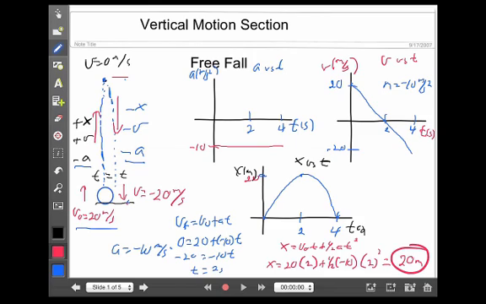So that's what the graphs look like. And now this is the interesting thing. These three graphs, anytime you throw something straight up in the air and it returns to where it started, that's what those graphs always look like. The difference will be velocities and time, okay, depending on how hard you throw it and dictates how long it's going to be in the air.